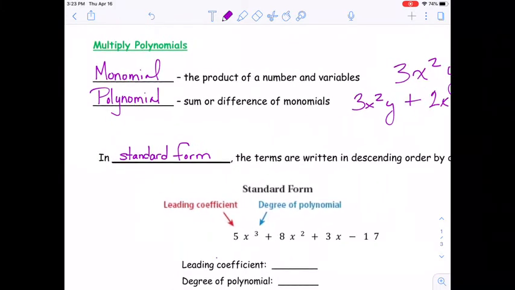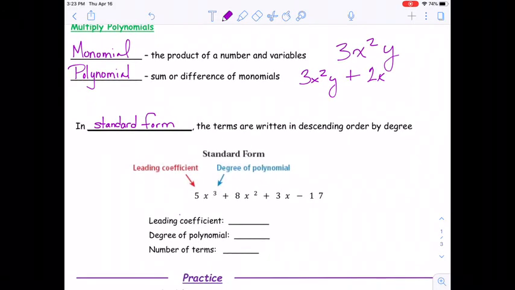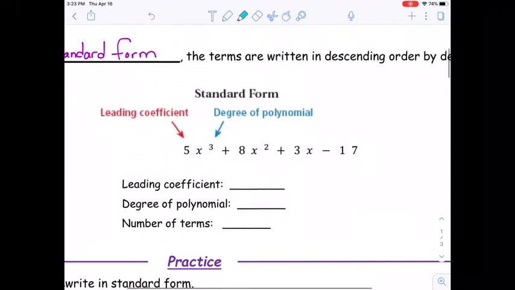When we put a polynomial in standard form, the terms are written in descending order by degree. For example, in this polynomial, we have a third degree term first, then a second degree. This one doesn't have any exponent, which, remember, means that it's first degree, x to the first. This one doesn't have an x at all. So we call that 0 degree because it's like x to the 0, which is always a 1. So it goes from the highest down to the lowest, 3, 2, 1, 0. That puts it in the correct order.